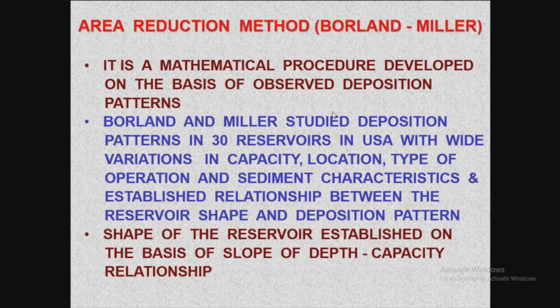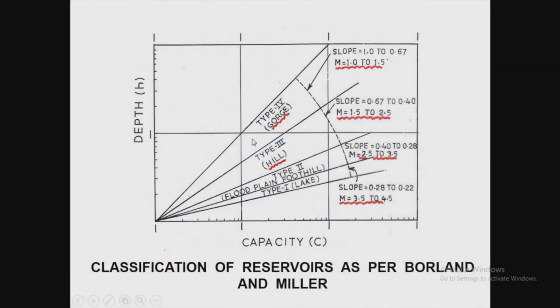So there is another method known as the area reduction method. We can call it the Borland-Miller method also. This is also a good method in which, at the time of calculating the capacity of the reservoir, on the basis of 60 reservoirs all over India, we have categorized the reservoirs as lake-shaped, floodplain shaped, hill type, or gorge shaped reservoirs, based on the slope of the reservoir and the capacity of the reservoir.